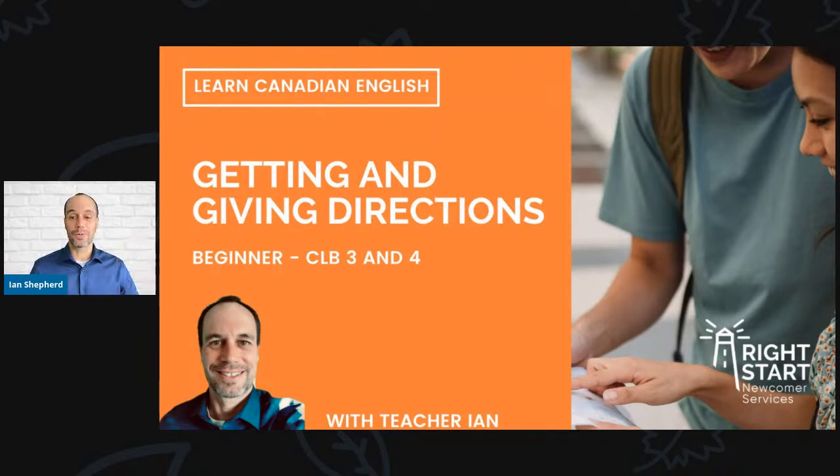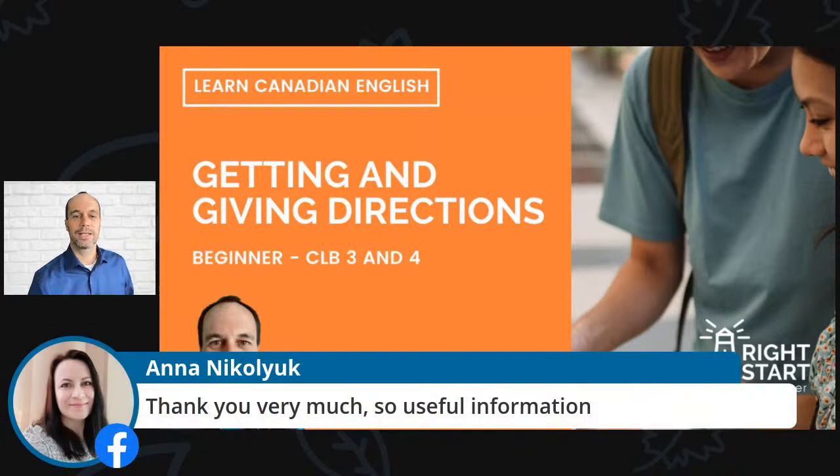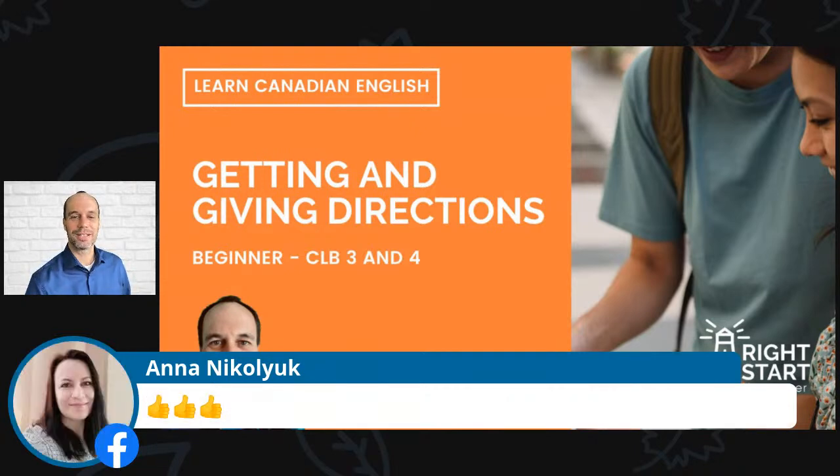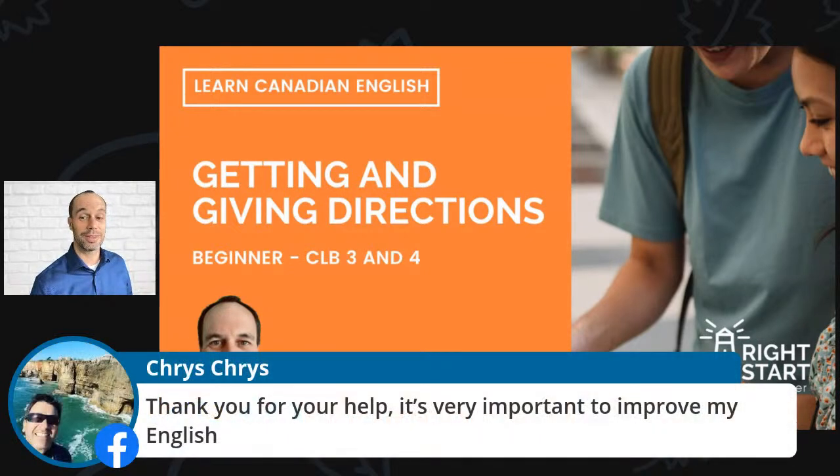So I want to thank you for watching. Anna says, that's very kind, Anna. Thank you very much. So useful information. Thank you so much. It makes me happy to hear that you're learning something from these lessons and that you enjoy them. Whoa, three thumbs up. Usually two thumbs is the maximum because we only have two hands, but three thumbs means that, I don't know, maybe there's a three-armed person out there or it's just really, really good. So I like three thumbs up. Thank you, Anna. Chris says, thank you for your help. It's very important to improve my English.